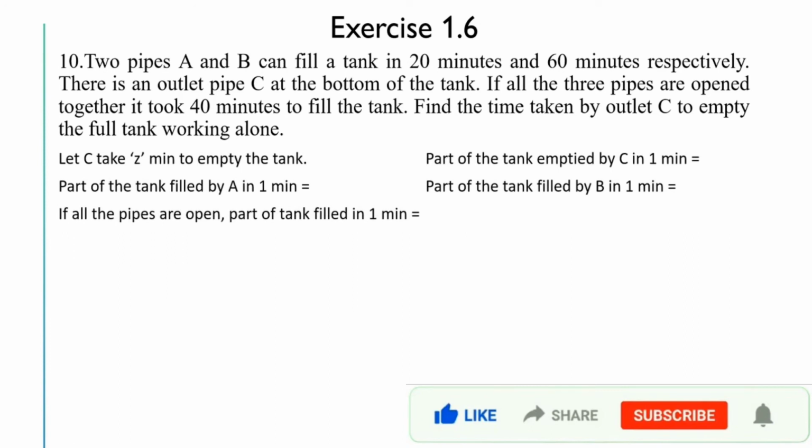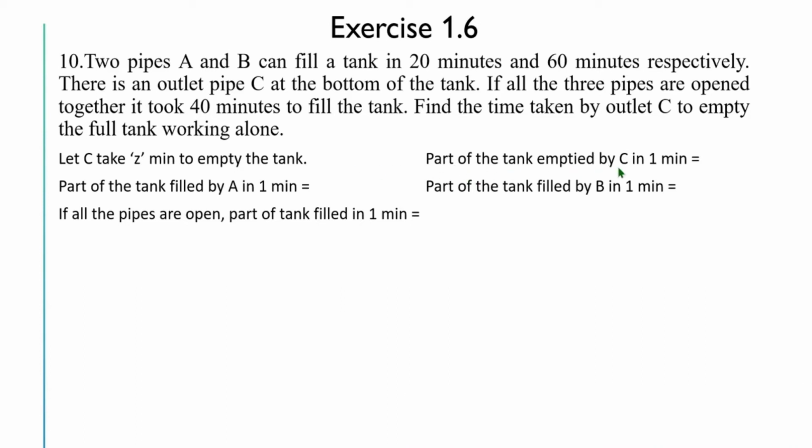So let C take Z minutes to empty the tank. Then the part of the tank emptied by C in 1 minute will be equal to 1 by Z. Then they have given A can fill the tank in 20 minutes, so part of the tank filled by A in 1 minute will be equal to 1 by 20. And B can fill the tank in 60 minutes, so part of the tank filled by B in 1 minute will be equal to 1 by 60.